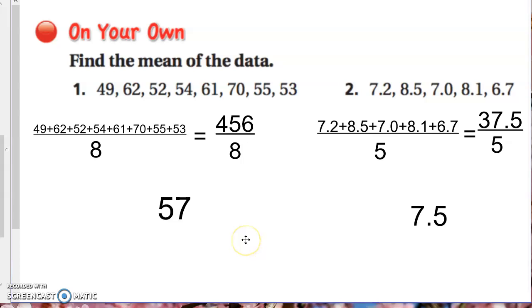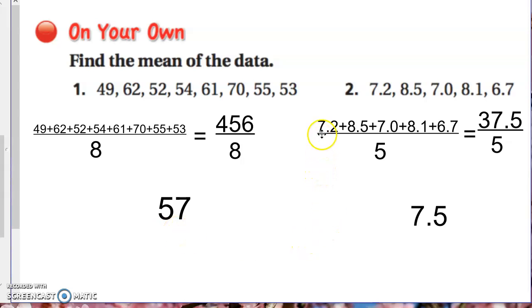All right, to check your answers on these two. So for number 1, I have to add 49 plus 62 plus 52 plus 54 plus 61 plus 70 plus 55 plus 53 equals, that should equal 456, and then I divide it by 8, and that means the mean for number 1, you should get 57.